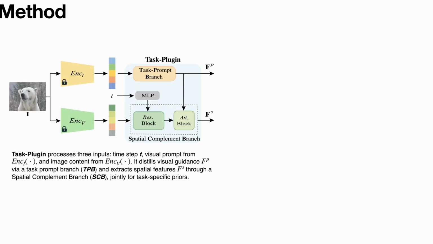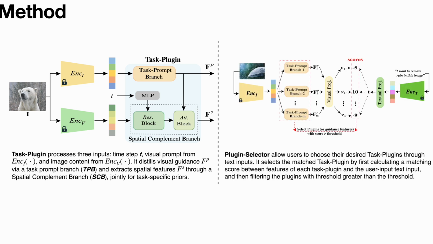The figure on the left shows the workflow for extracting a task-specific prior. Given an image, we first use encoder I to extract high-level visual features, which are then distilled via the task prompt branch and subsequently used to replace textual cues in the diffusion process. At the same time, we use another visual encoder V to extract spatial detail features and process them using a spatial complementation branch. These two features are then used in the decoder of the pre-trained model.